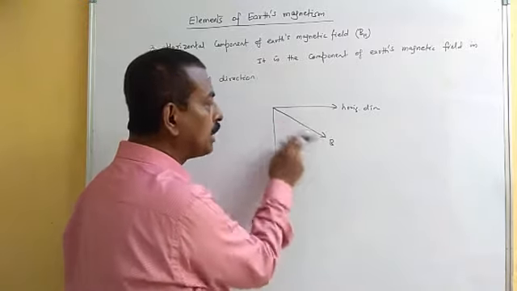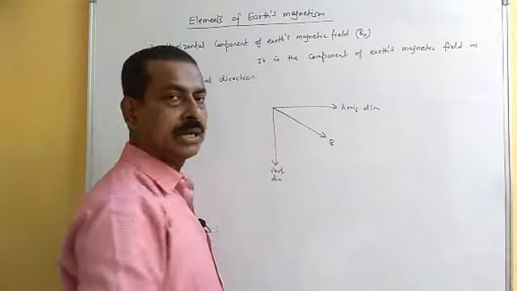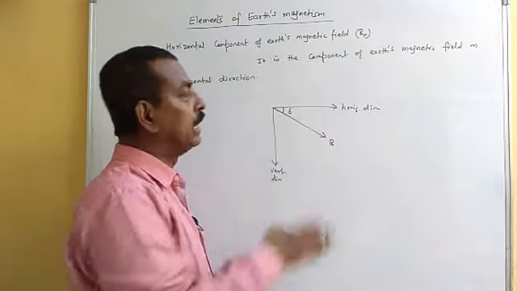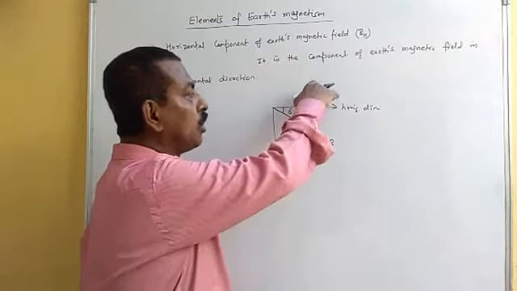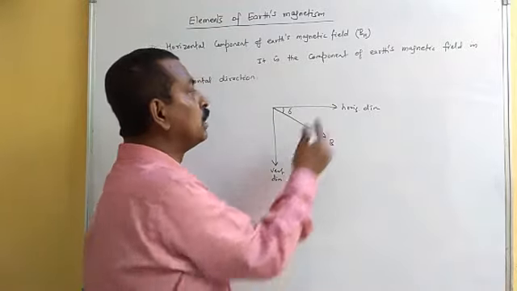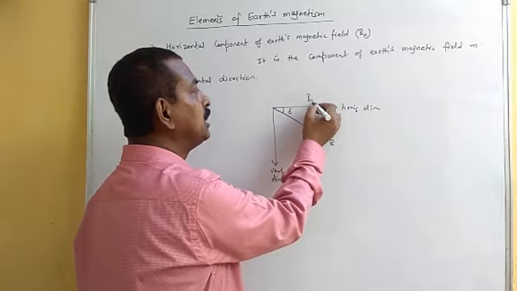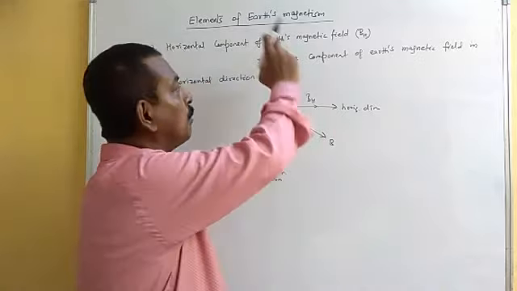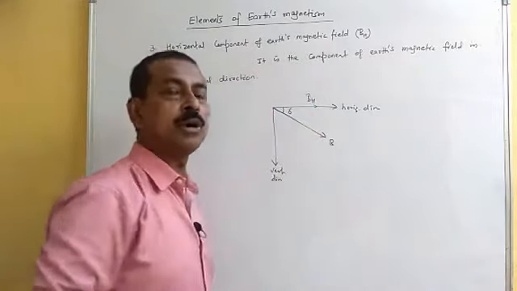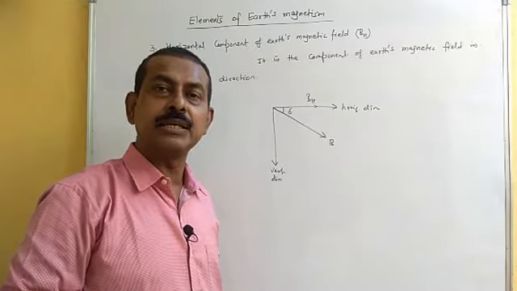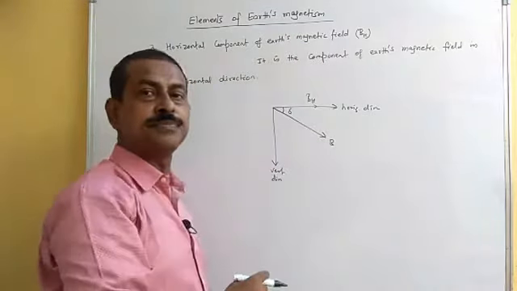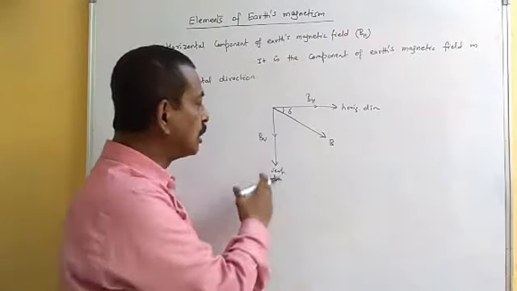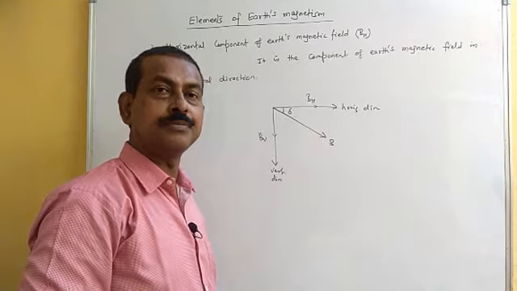So the angle made by this one with the horizontal direction, we have already said that it is the angle of dip. Now if you resolve this B in the horizontal and the vertical direction, we get the component as BH. This is the component of the Earth's magnetic field in horizontal direction, and by definition we have represented it as the horizontal component of Earth's magnetic field, so that we can write it as BH. Similarly, here we can write this as BV, that is the vertical component of the Earth's magnetic field.